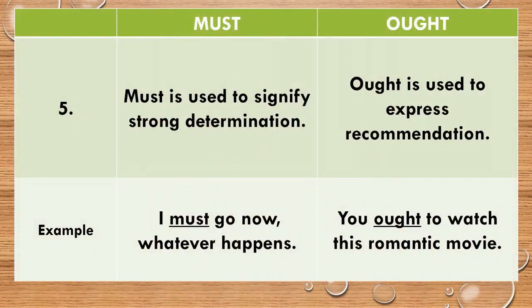Number 5. Must is used to signify strong determination. So the meaning of determination is the ability to continue trying to do something. For example, I must go now, whatever happens. While ought is used to express recommendation. And the meaning of recommendation is to give suggestion, saying that something is good and should be tried or used. For example, you ought to watch this romantic movie.